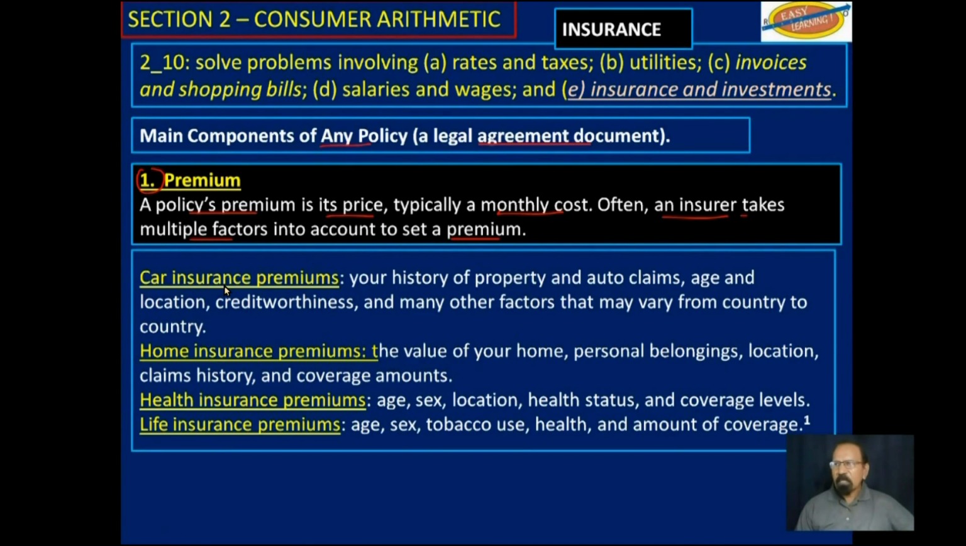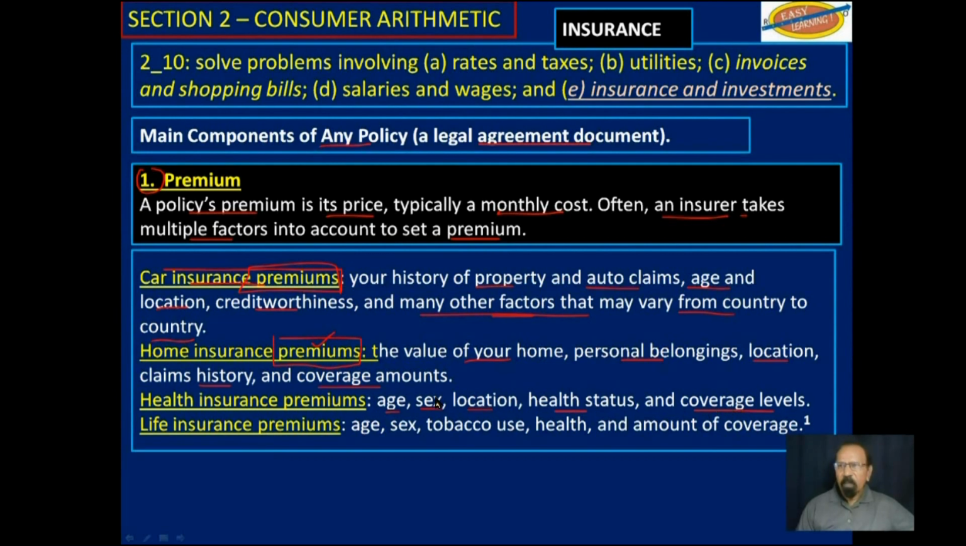For example, in the case of car insurance premium, your history of property and auto claims, age, location, creditworthiness, and many other factors may vary from country to country, but those are factors that the insurance company will take into account if you want car insurance. How much premium would you pay? Then there is home insurance premiums, the value of your home, personal belongings, location, claims history, and coverage amount. All of those will be taken into account to determine the premiums. Health insurance premiums, age, sex, location, health status, and coverage levels.